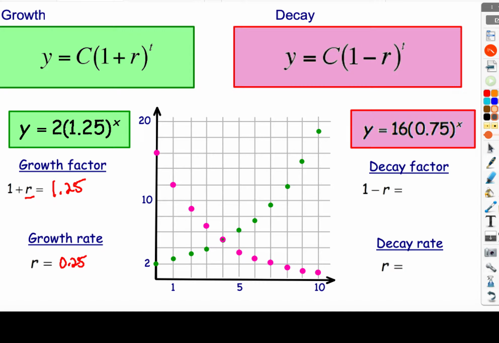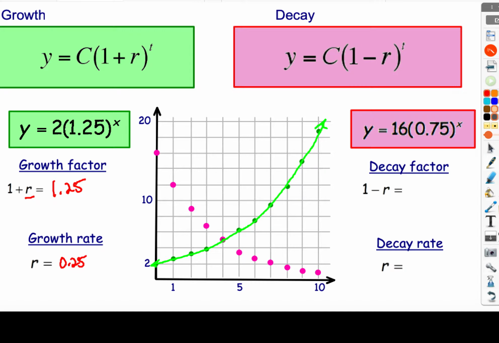1.025 to the 0 would have been 1, and 1 times 2 was 2. So we started right there on the y-axis at 2. But then from then on, we just got larger and larger and larger numbers. So it's not like a linear function where we get a straight line. We get this curve that increases.